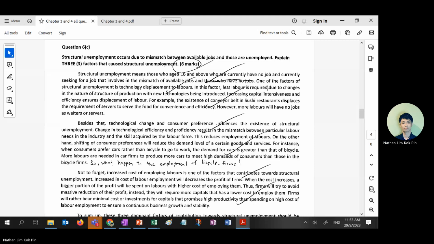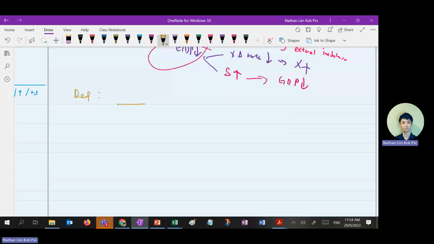So when we want to write a definition for unemployment, we normally write what? Individuals greater than or equal to 16 years old and above, currently has no job but looking for a job. This is for unemployment. But if I want to write structural, how to write?